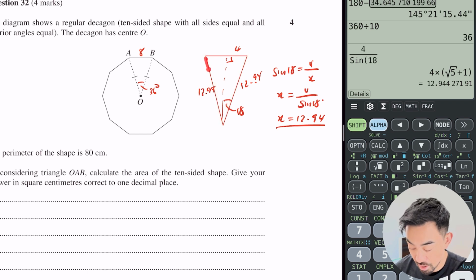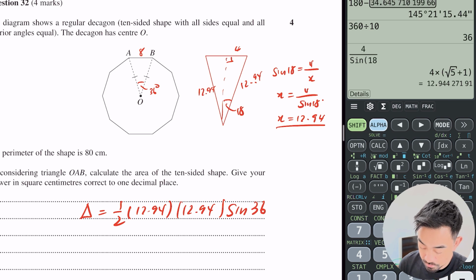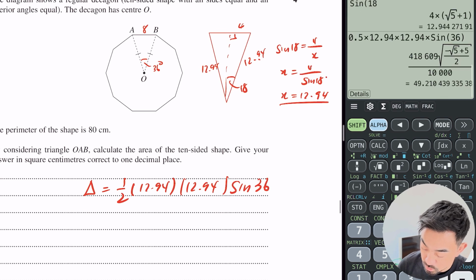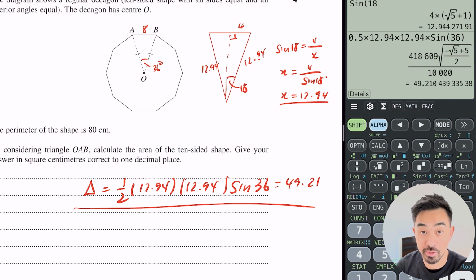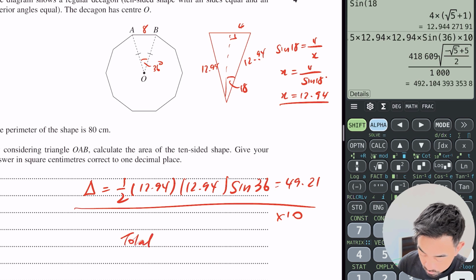Area of a triangle is half ab sine C. So the area of one triangle will be half times 12.94 times 12.94 times sine 36, because that's the whole angle. Now that's one triangle, so it's 49.21. But I have 10 of them, 10 triangles, 10-sided shape. Times this by 10. So the total area will be 492.10 centimeters squared.